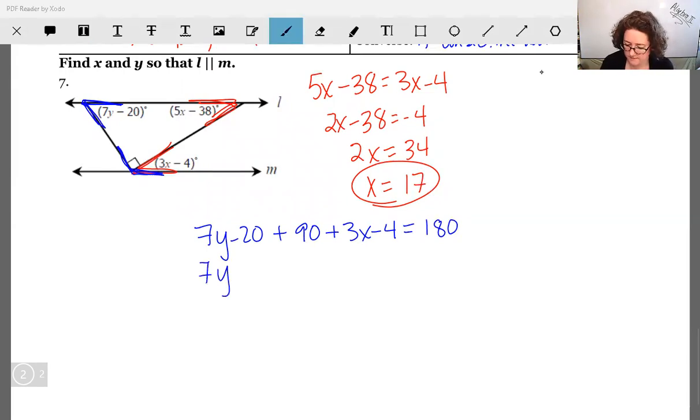So 7y. I don't know why it's showing that window. My apologies if that's covering something up, but I don't know why. Let me try. There we go.